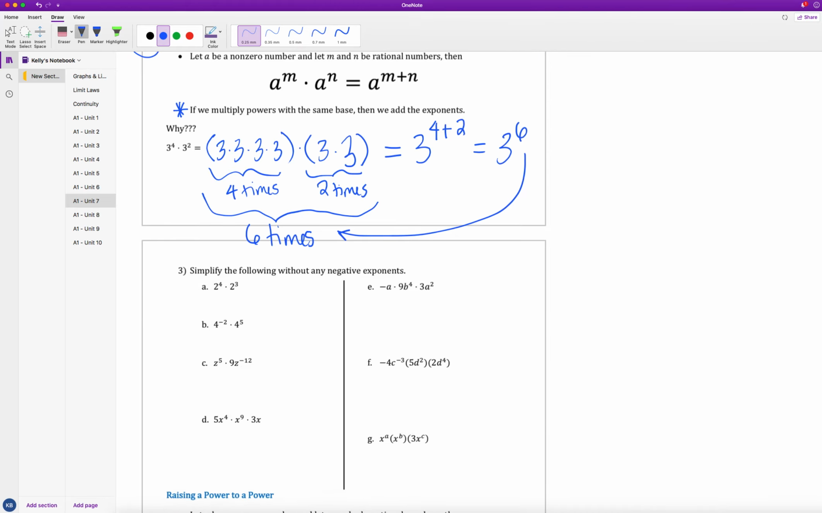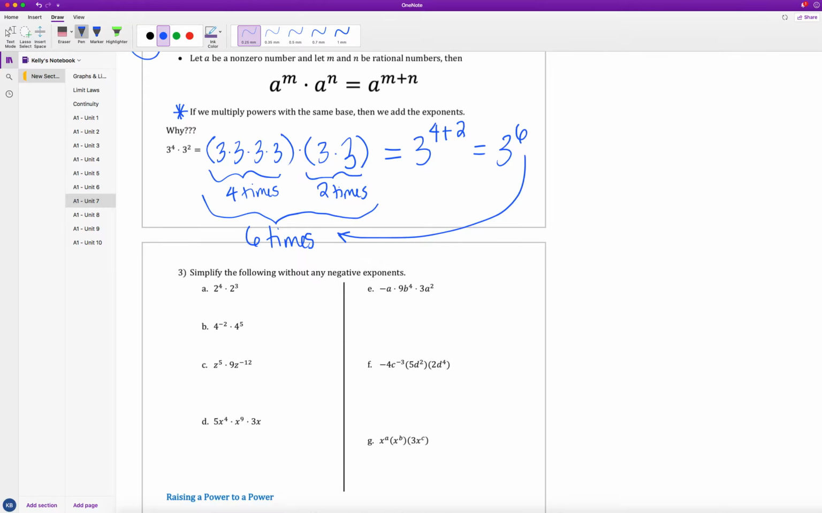Okay, let's do some of these examples together. So let's start with example 3a. It says 2 to the 4th times 2 to the 3rd. Again, our goal is to simplify without any negative exponents. So if we look at this one, I have the same base here. So that's the first thing we always have to check. If I go back up to this rule, this only works because both of these bases are a's, and the base, you'll notice, does not change. All I end up doing is adding the exponents when the bases are the same, and I'm multiplying them.